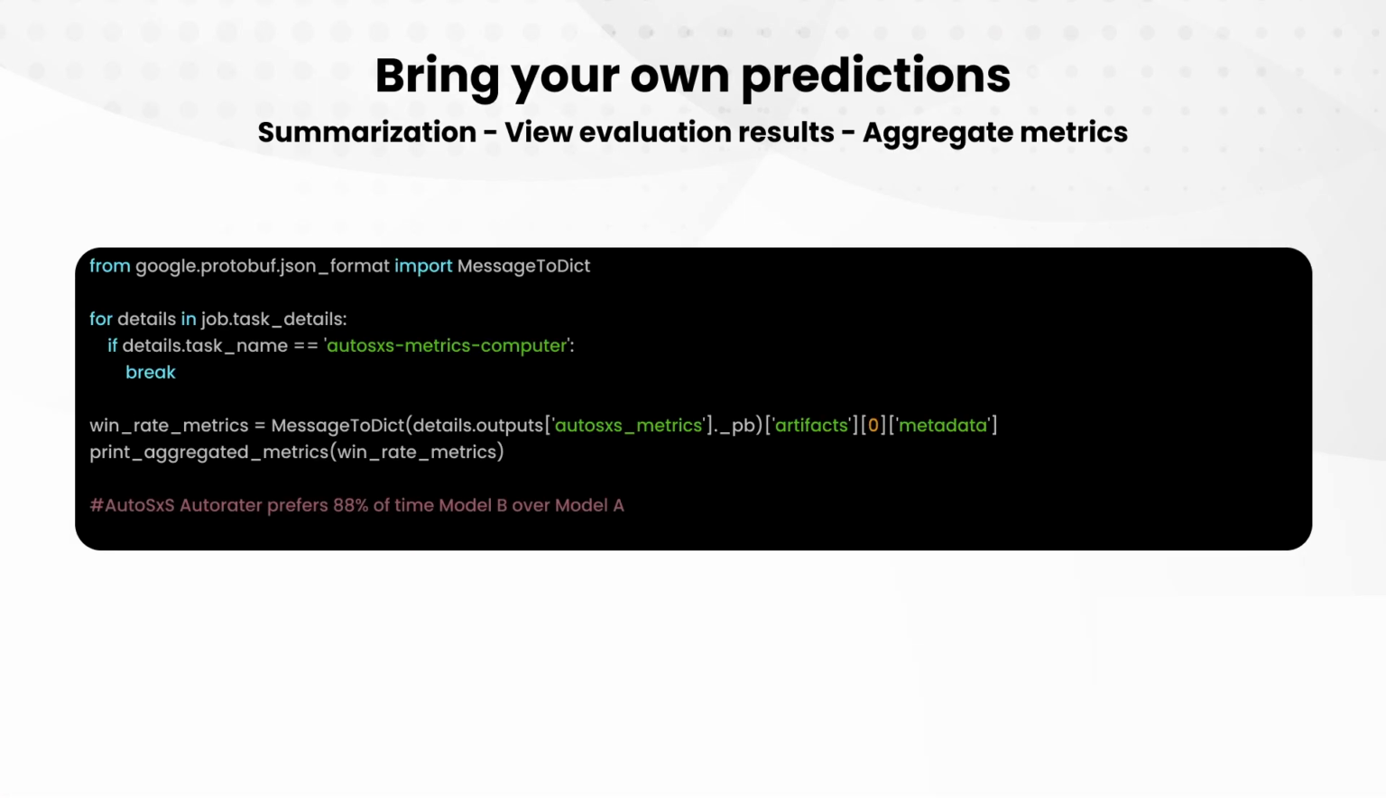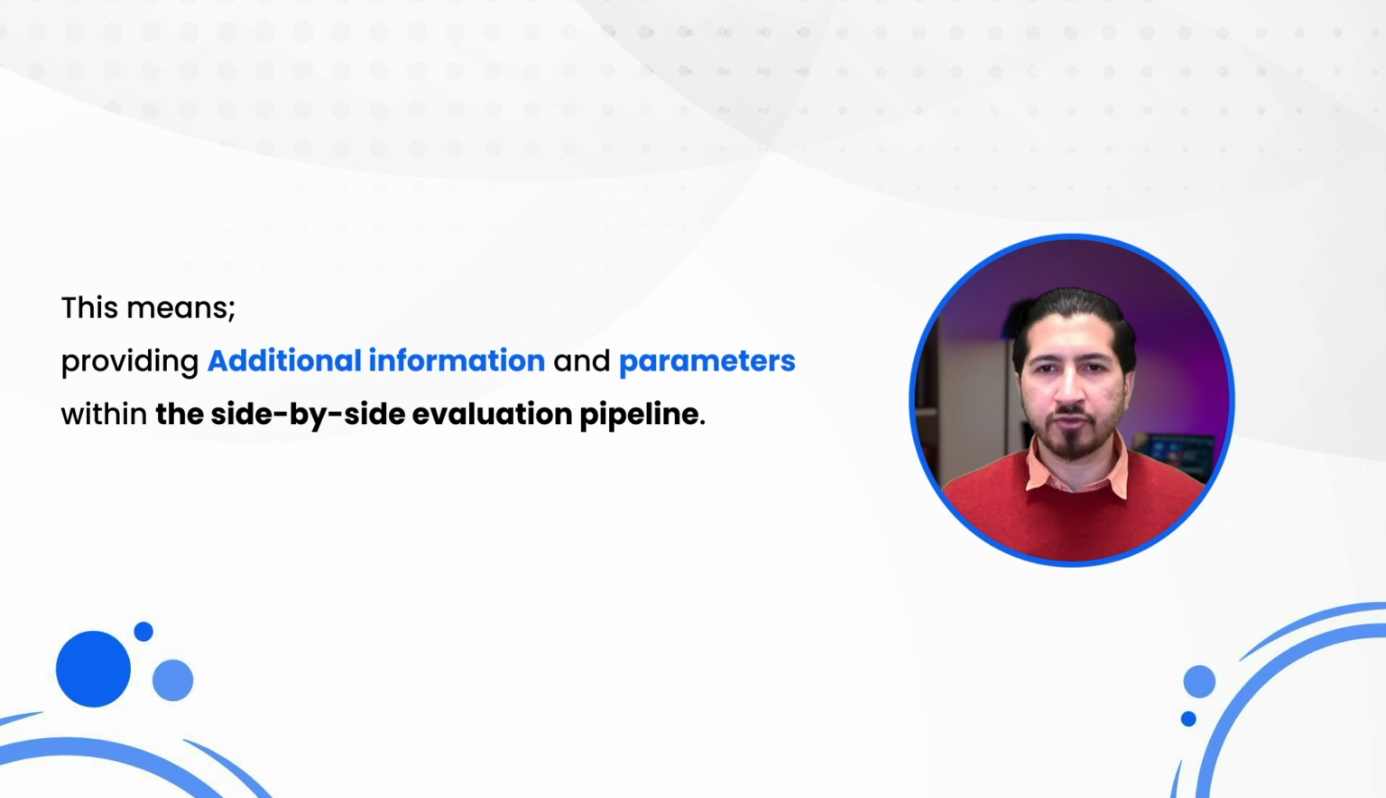Auto side-by-side also provides aggregate metrics. These win rate metrics are derived from the judgment table as a percentage of times the autorater preferred one model over the other. These metrics help to quickly identify the superior model. Also, as I mentioned earlier, auto side-by-side allows for the validation of judgments with human preference. This means providing additional information and parameters within the side-by-side evaluation pipeline is possible.